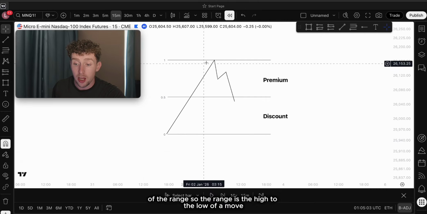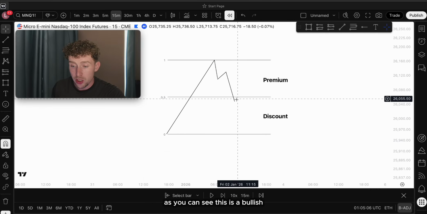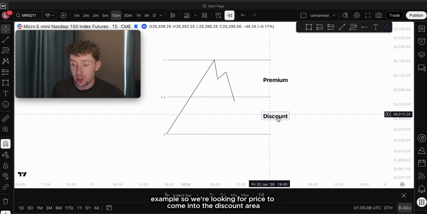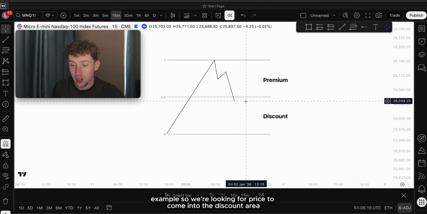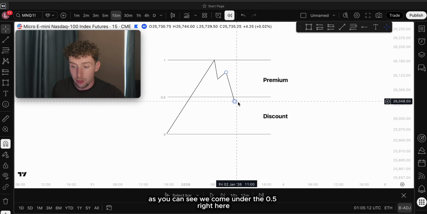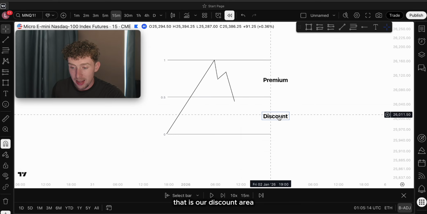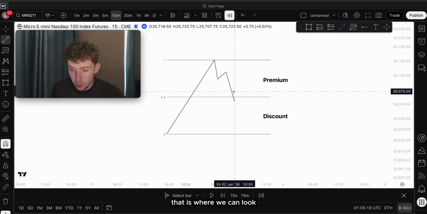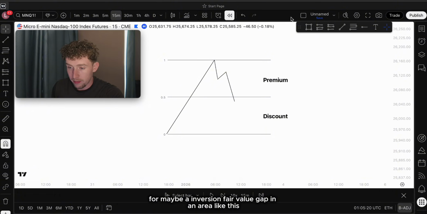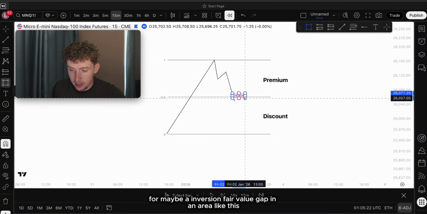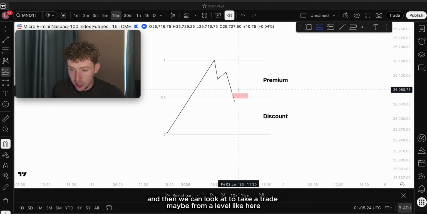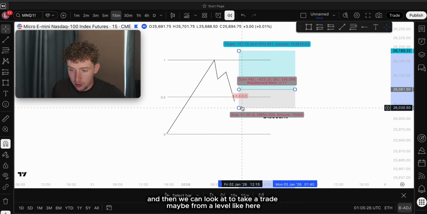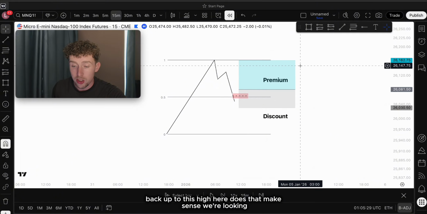So the range is the high to the low of a move. As you can see, this is a bullish example, so we're looking for price to come into the discount area. As you can see, we come under the 0.5 right here. That is our discount area. So, you probably guessed it, that is where we can look for maybe an inversion fair value gap in an area like this. And then we can look to take a trade maybe from a level like here back up to this high here. Does that make sense?